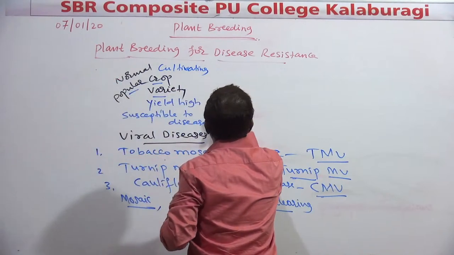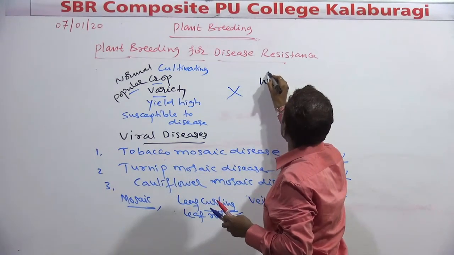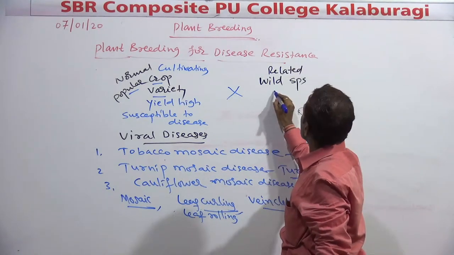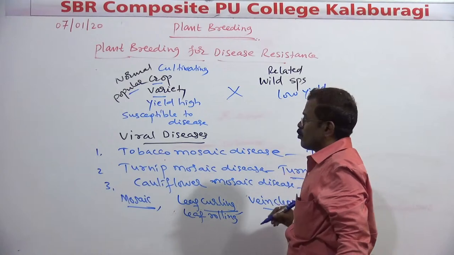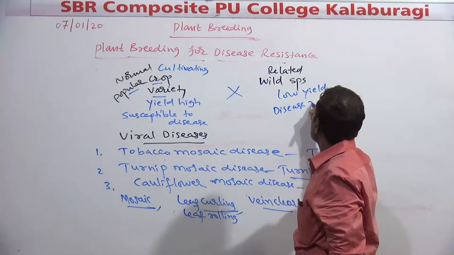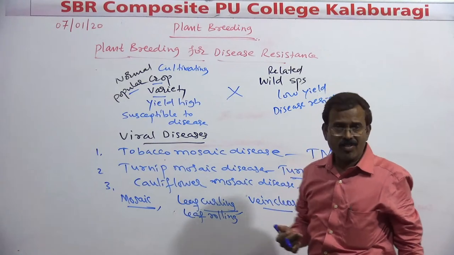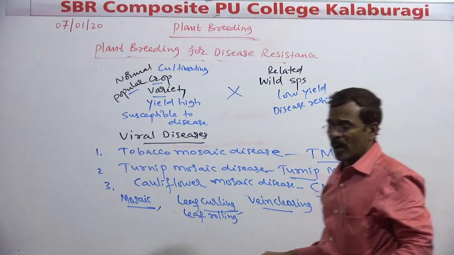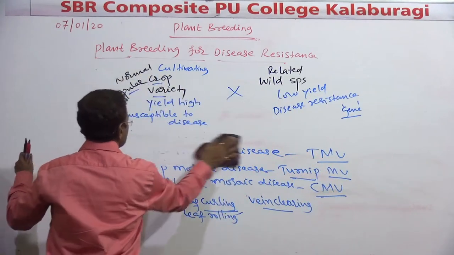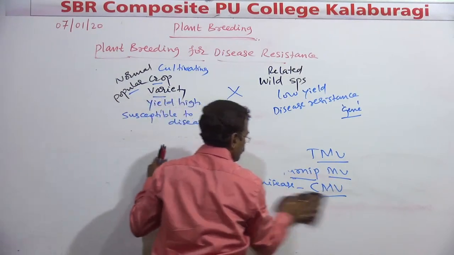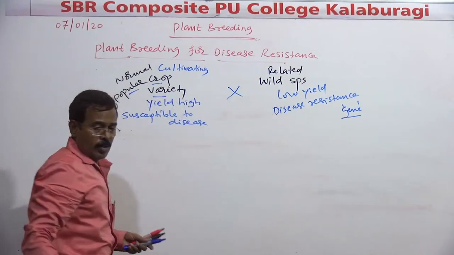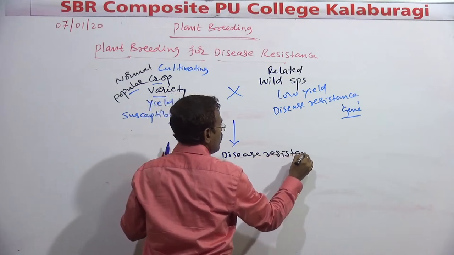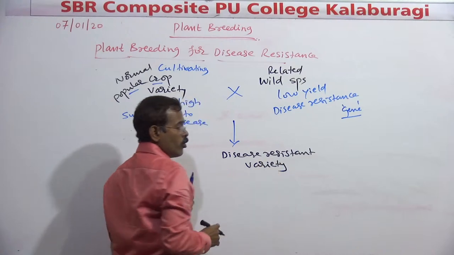has to be crossed with a related wild species. The related wild species usually has low yield, but it possesses the disease resistance character. The disease resistance character is due to the presence of disease resistant genes. So when we cross, when we hybridize these, we are going to get a disease resistant variety.